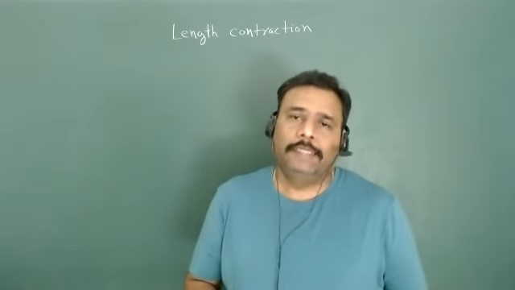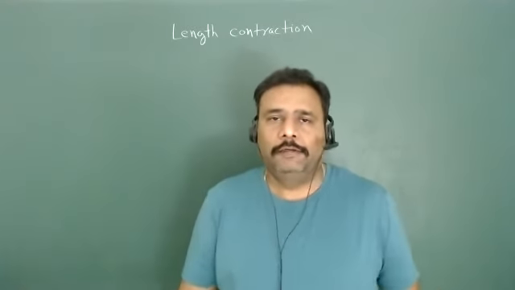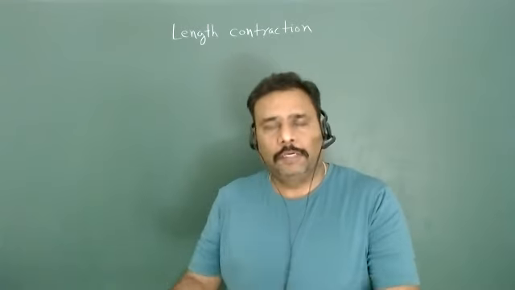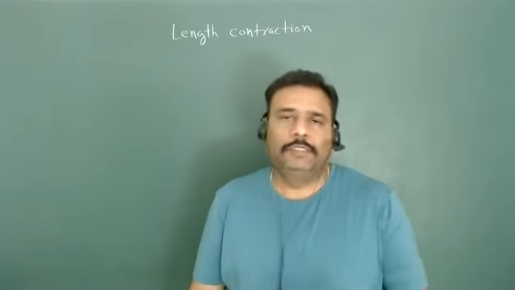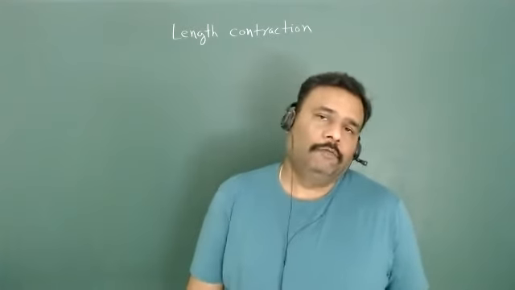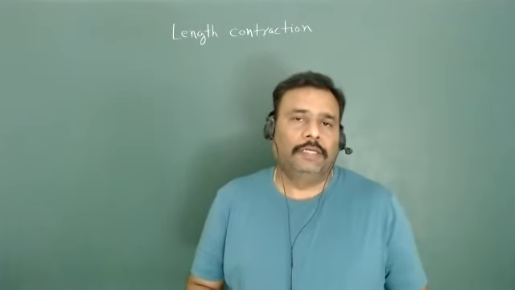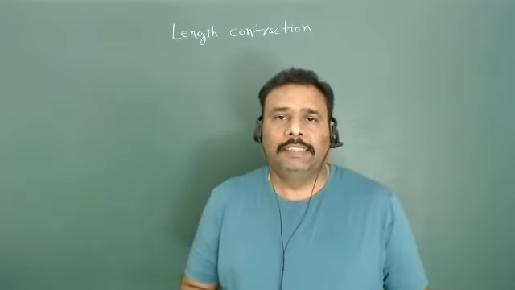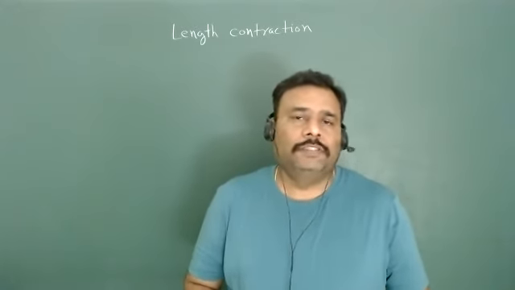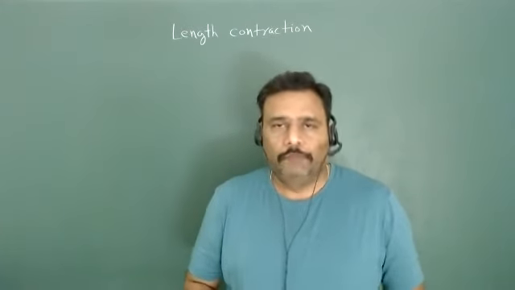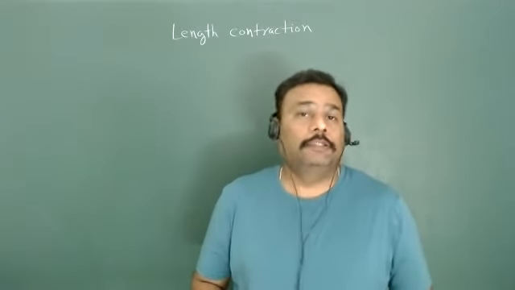If I am talking about the range of the special theory of relativity, I mean the speed of a particle is comparable to the speed of light, and obviously it should be less than the speed of light. We can see three different types of phenomena. The first, very interesting, is length contraction. The second is time dilation, and the third is loss of simultaneity. We will discuss all these phenomena separately. First we will discuss length contraction.